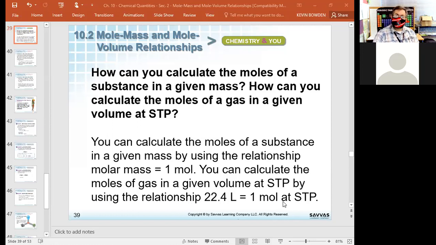So next time you get in a hot air balloon, be thankful for this rule, this mass-mole relationship. Sorry, the volume-mole relationship.